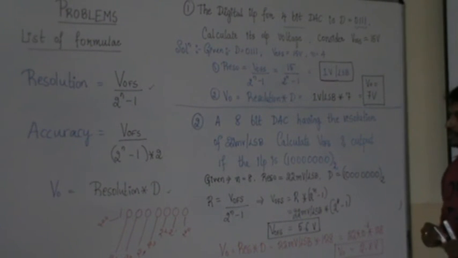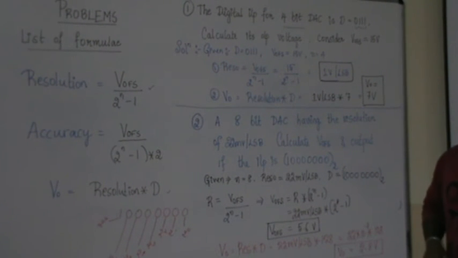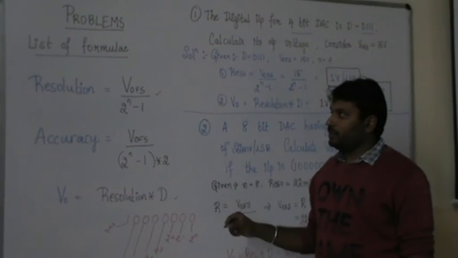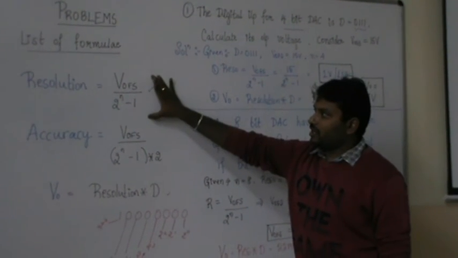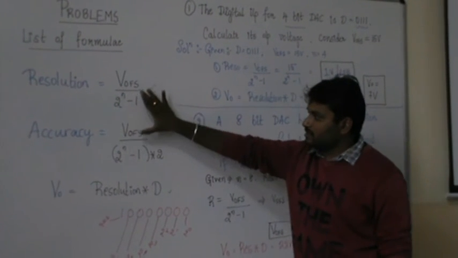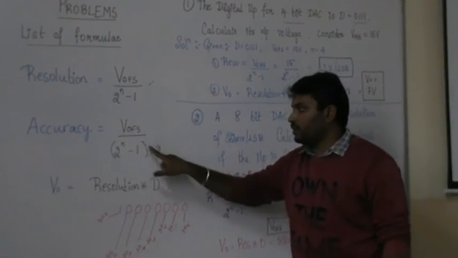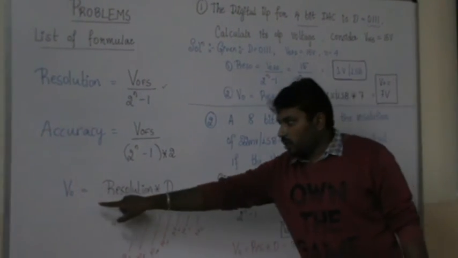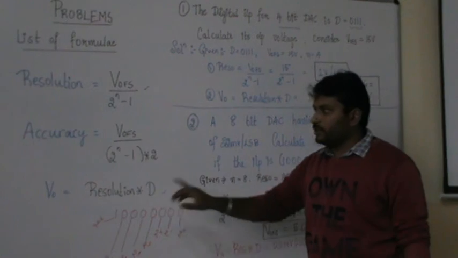I hope you are clear with the first 2 problems. Only 3 formulas are there, and it is very easy to remember. If you have understood the resolution formula, the same formula holds good for accuracy, but you have to multiply with 2 in the denominator. That's all. And the output value is given by resolution into D.